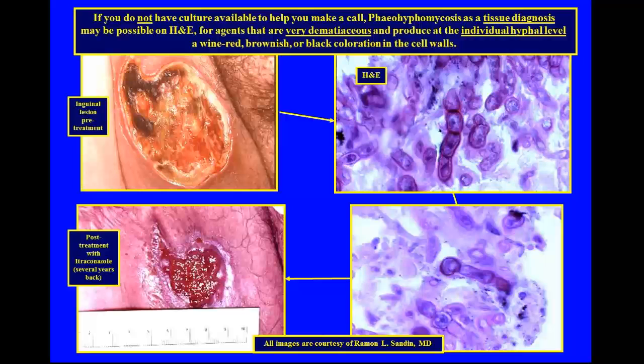If the agent is very dematiaceous, it would produce at the individual hyphal level, witness this guy, this is H&E, a wine red, brownish, or black coloration. I was shown this in a review slide and I said phaeohyphomycosis. You would never see that on an H&E unless it brings its own innate pigmentation there.